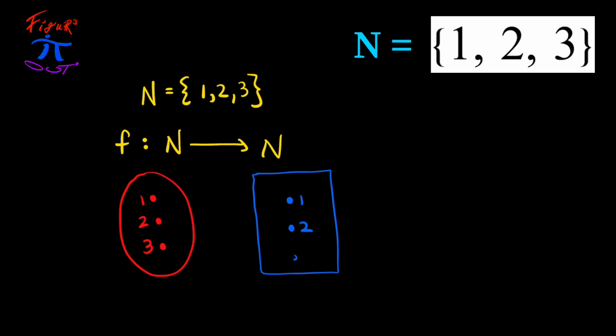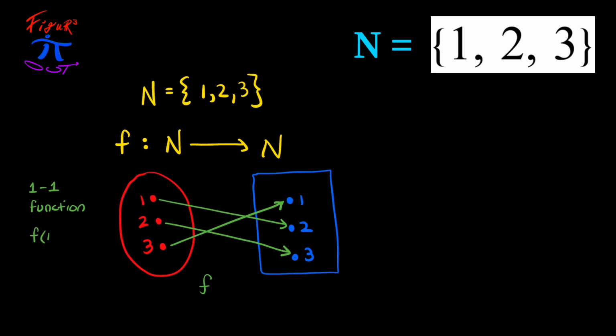So consider a domain set in red consisting of 1, 2, 3 and a range set also consisting of the set 1, 2, 3. If we think about a mapping, a function that takes all of these elements to each of the elements in the range, we're creating a one-to-one function.